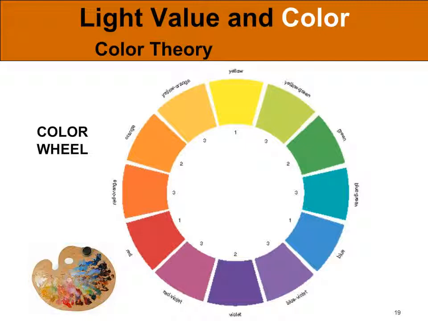Then there are 3 secondary colors: orange, green, and violet. Each of these colors is created by mixing equal parts of two primary colors. So for instance, if you mix equal parts of blue and yellow together, you get green. There are 6 intermediate or tertiary colors: yellow-orange, red-orange, yellow-green, blue-green, blue-violet, and red-violet. These colors are created by mixing a primary color with a secondary color.